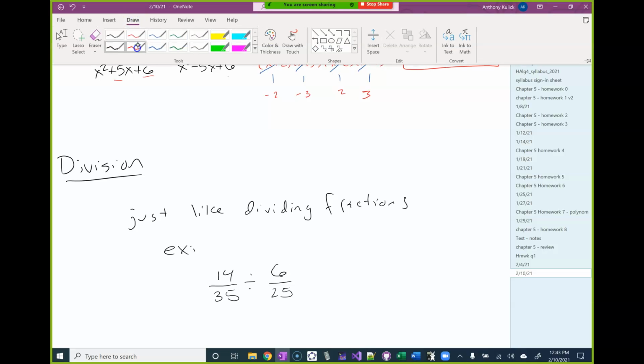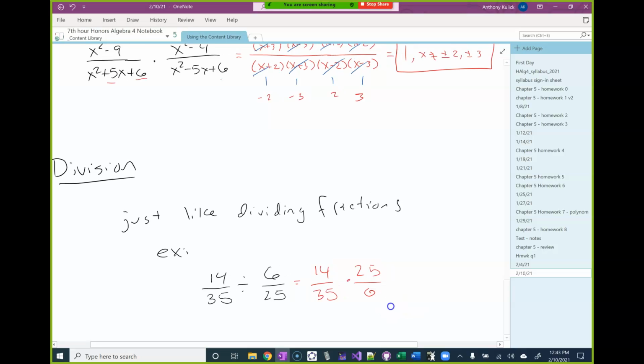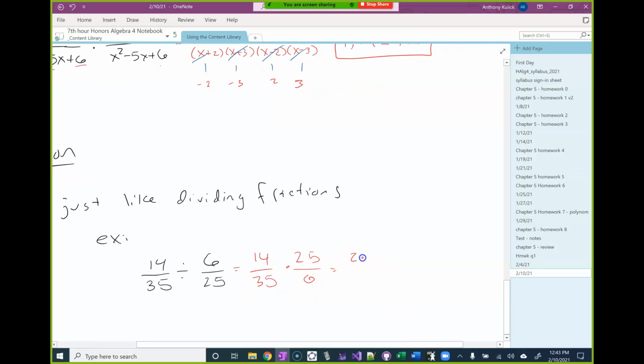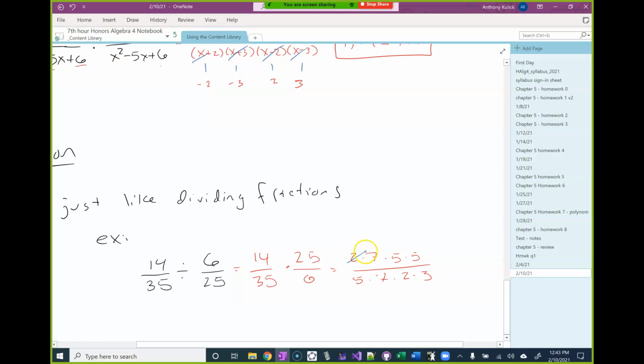So based on that, we can just turn this into the multiplication problem. 14 over 35 times 25 over 6. And then we can just treat it like a multiplication problem like we did before. So 14 is 2 times 7, 25 is 5 times 5, 35 is 5 times 7, 6 is 2 times 3, and then we go cross out crazy. And we're left with 5/3.